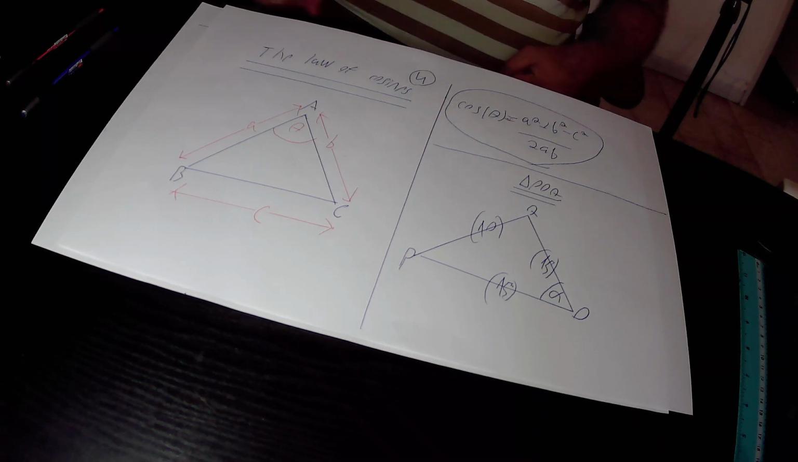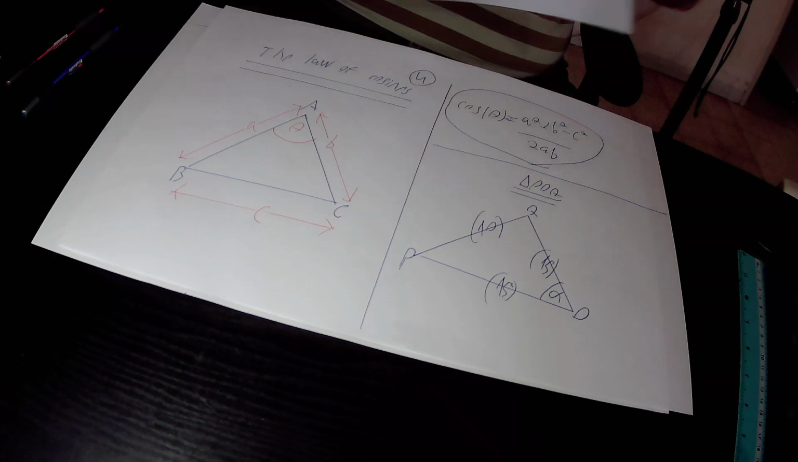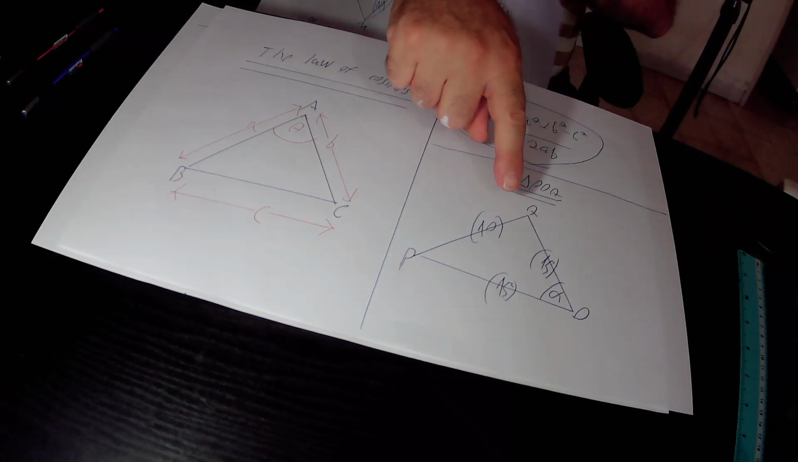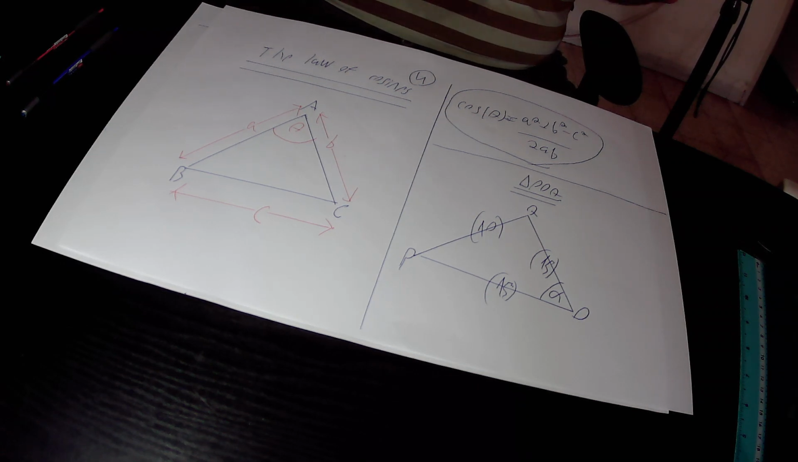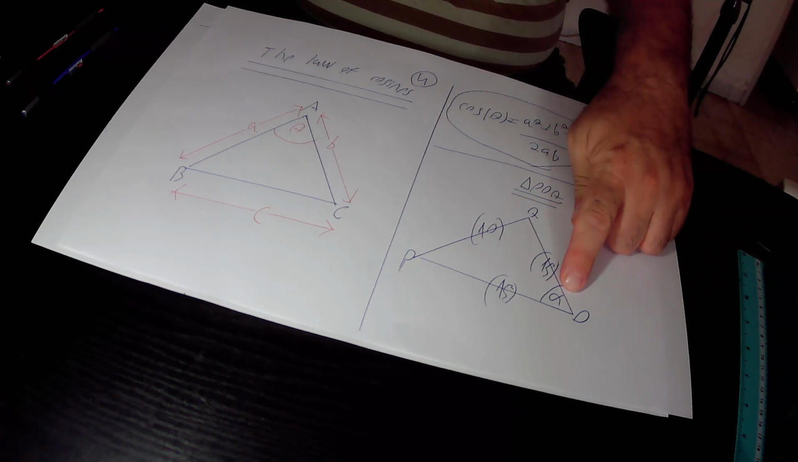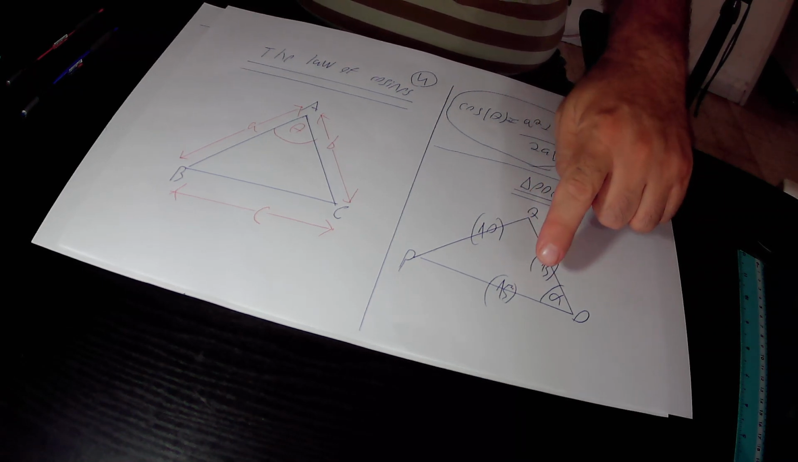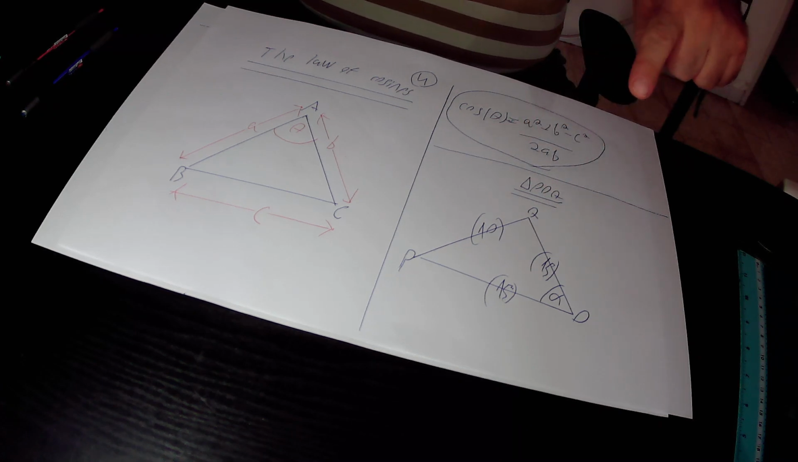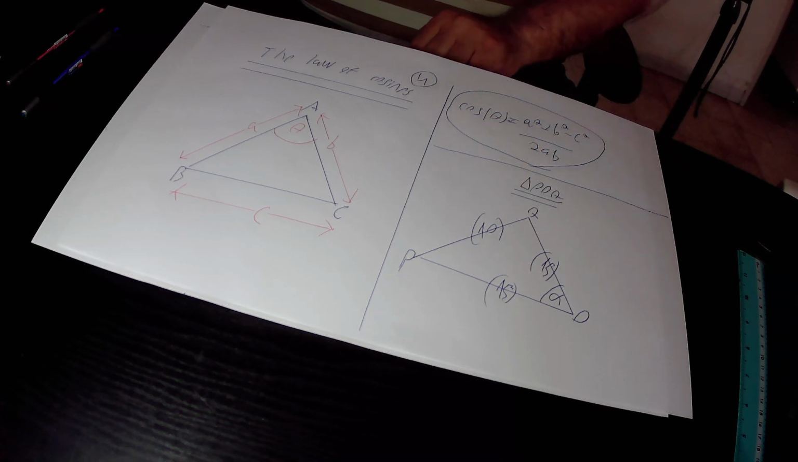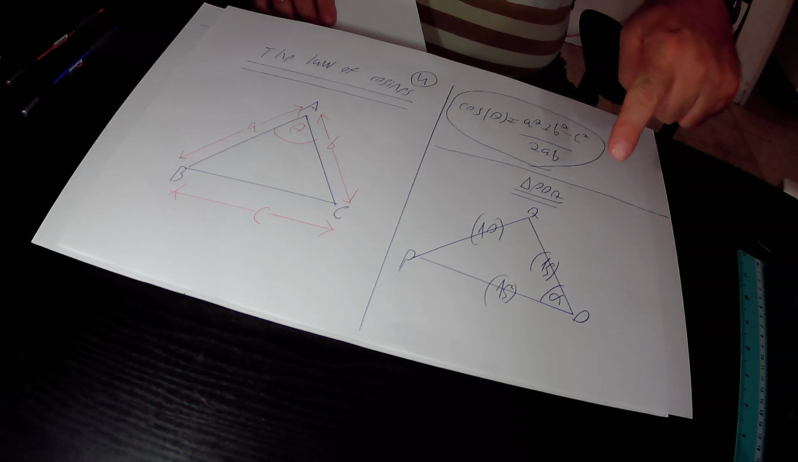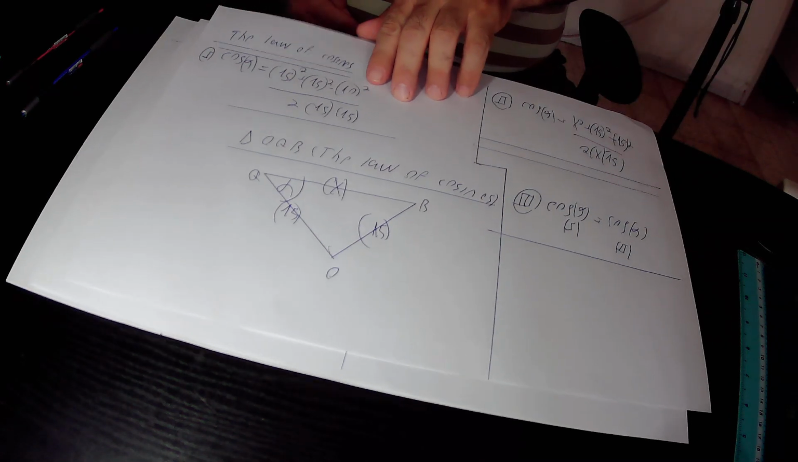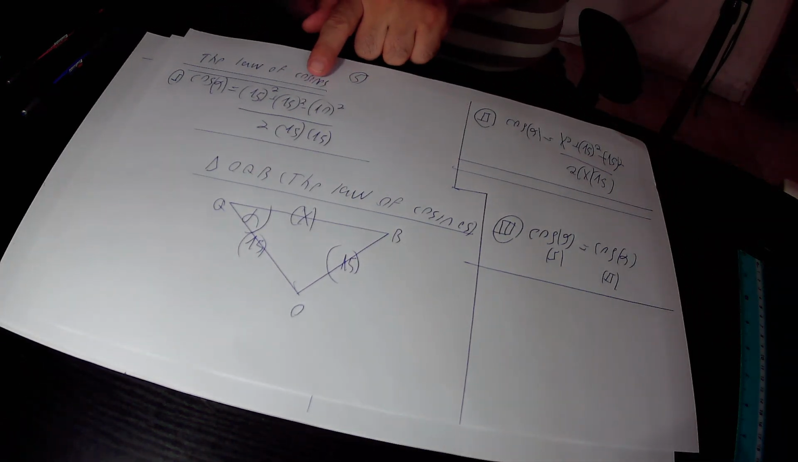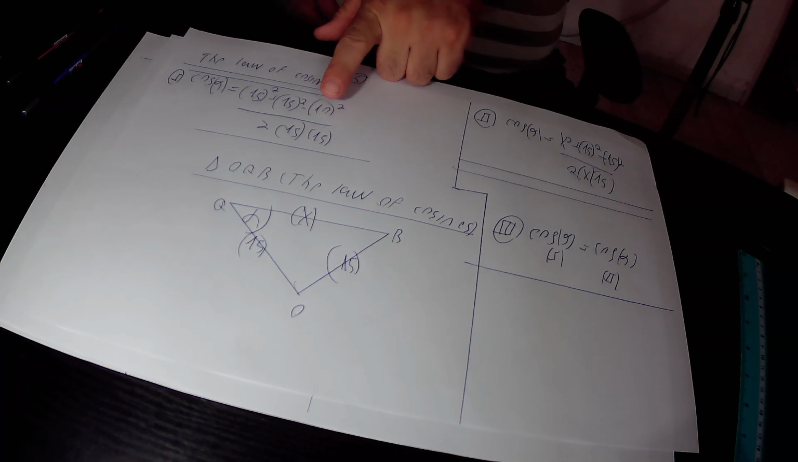In the next step, I copied this green triangle here and implemented the law of cosines in triangle QPO. According to the law of cosines in this triangle QPO, cosine alpha equals 15 squared plus 15 squared minus 10 squared over 2 times 15 times 15.